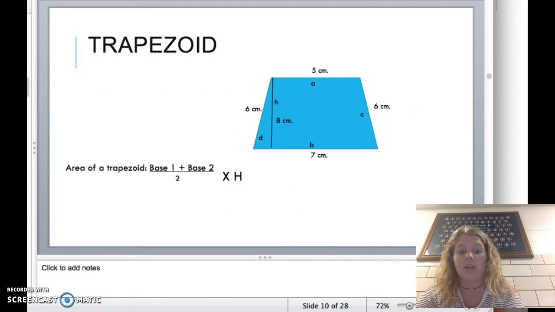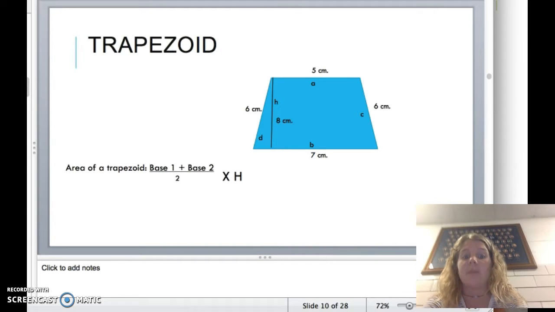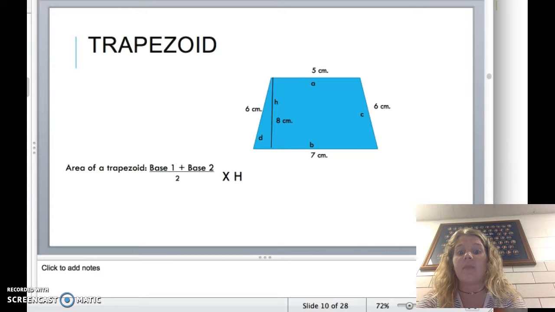The next shape we would learn about would be the trapezoid. And again, some kind of guided notes or foldable, so they are able to take notes, and we would do the example on the board of the problem through the PowerPoint. And the area of a trapezoid is base 1 plus base 2, so 5 plus 7, which equals 12, divided by 2, which is 6, times the height of 8.